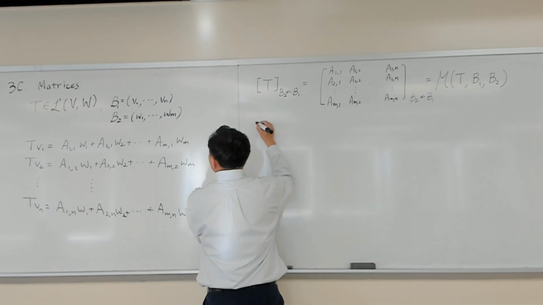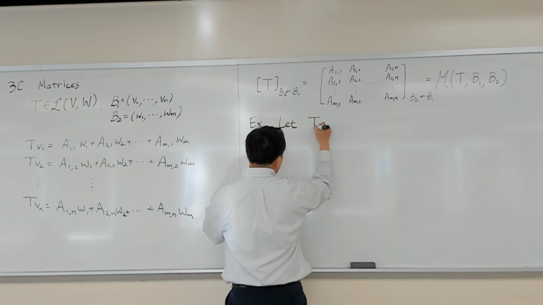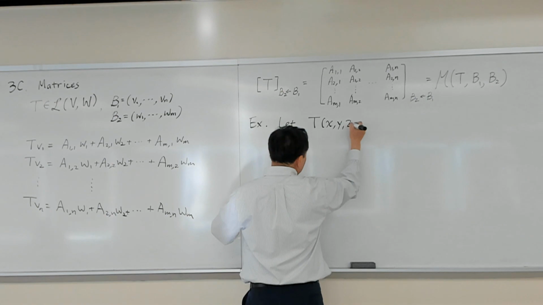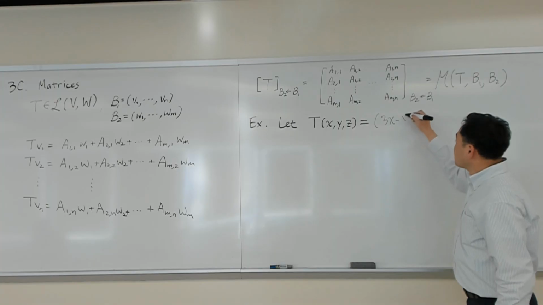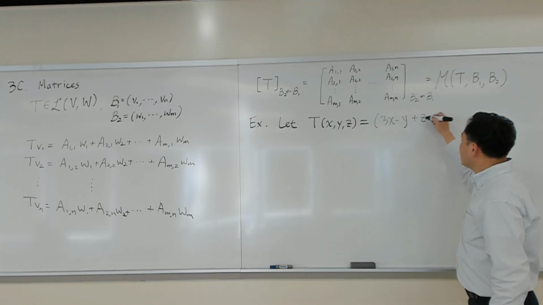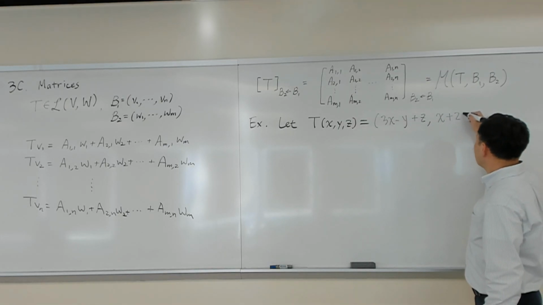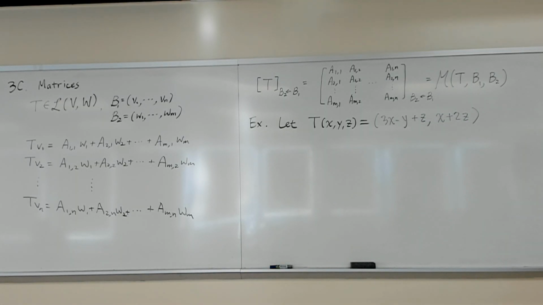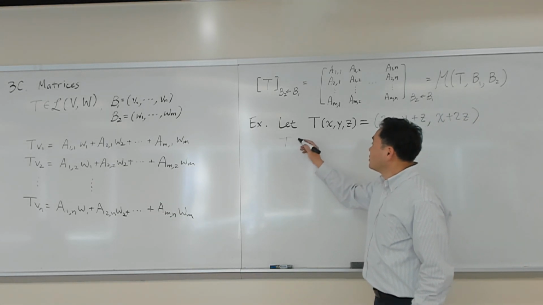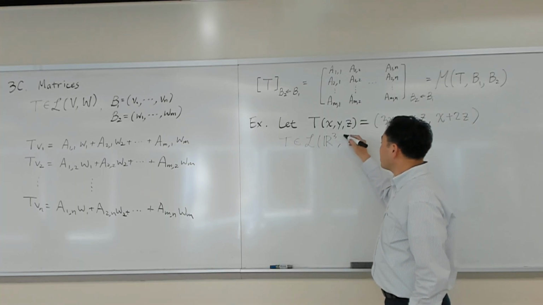Example. Let's say T of x, y, z is given as 3x minus y plus z, and then x plus 2z. So in the second one, there's no y there. And we're going to view T as a linear map from R3 to R2.